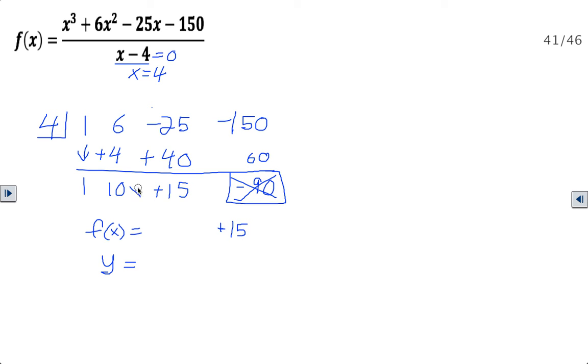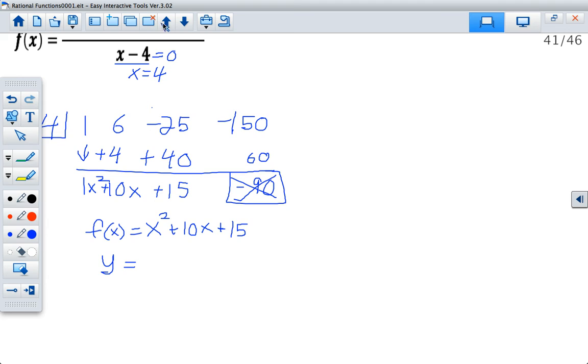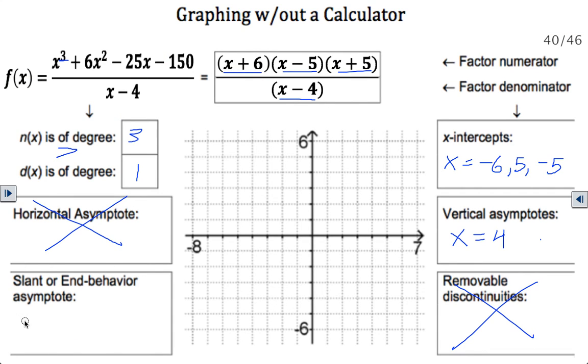And then this is going to be multiplied by x. And then this one's going to be multiplied by x squared. So I will have x squared plus 10x plus 15. Okay. Let me see. So let's go back up. We have y equals, or f of x equals x squared, if I remember correctly, plus 10x plus 15. I'm going to have to go back and check that. Whoops.